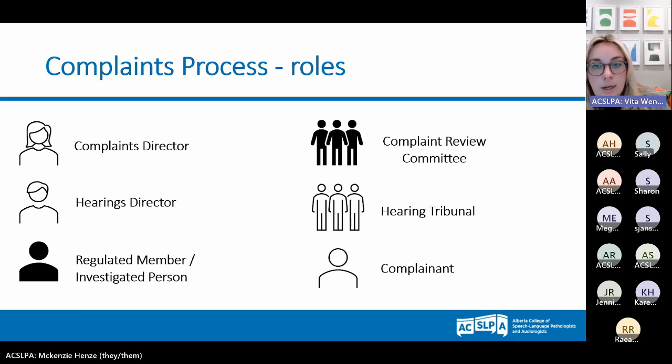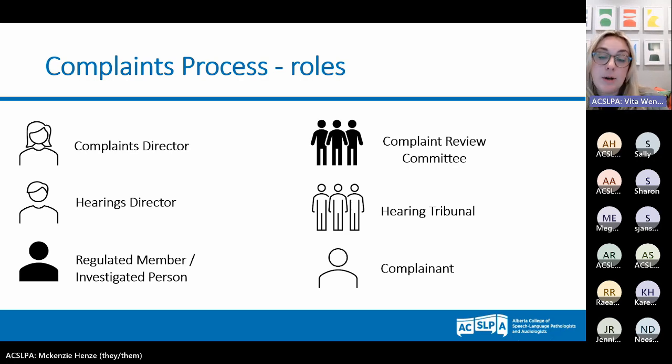I generally say regulated member just as the blanket title, being regulated by a college, but ultimately they do have a role and they are a participant in this process if they are facing a complaint. Next, on the top right, we see a complaint review committee. So this is another statutory decision-making body or panel to make decisions on reviews of dismissals. We will be talking a little bit more about dismissals, but they are an important participant in this process.